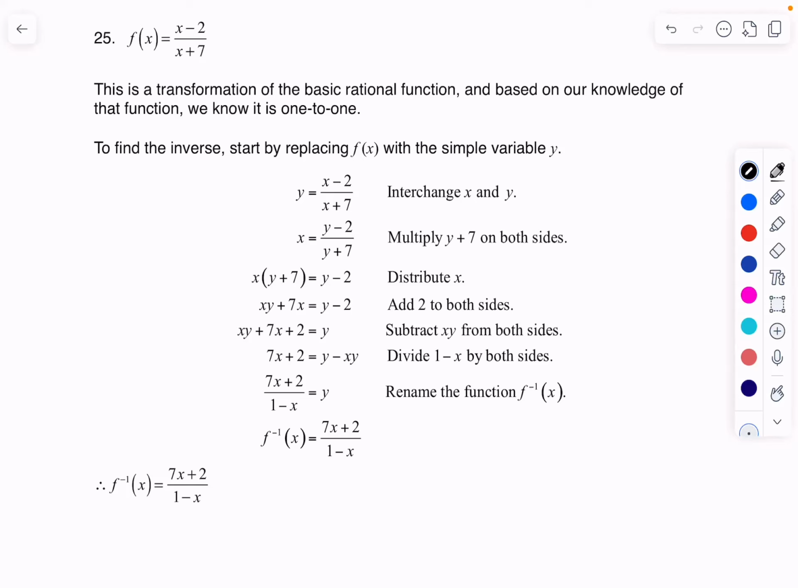I had a question on number 25. So we were asked to find the inverse of this function. And whenever you're asked to find an inverse, you do want to check that the function is one-to-one.